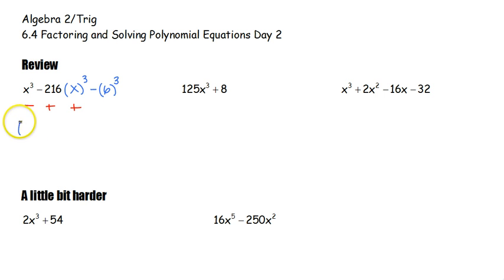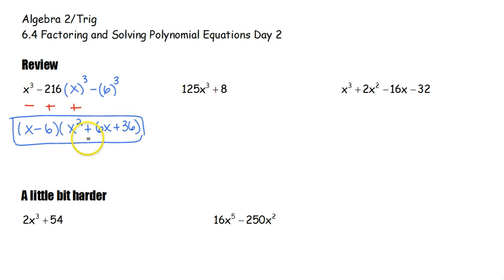So that's a minus b times a squared plus ab plus b squared. And when you do the difference of two cubes, that trinomial is not going to be able to be factored any further. X minus 6 can't be factored. There's no two numbers that multiply to 36 and add to 6. We go to our next one.